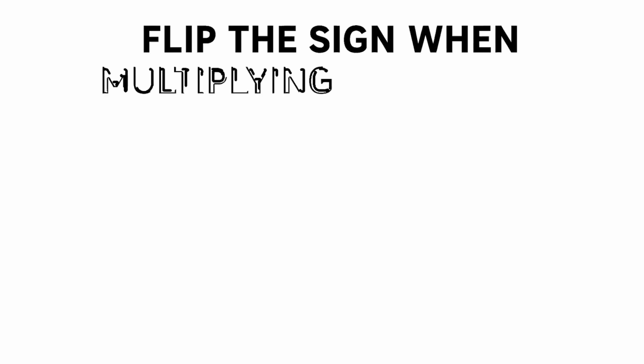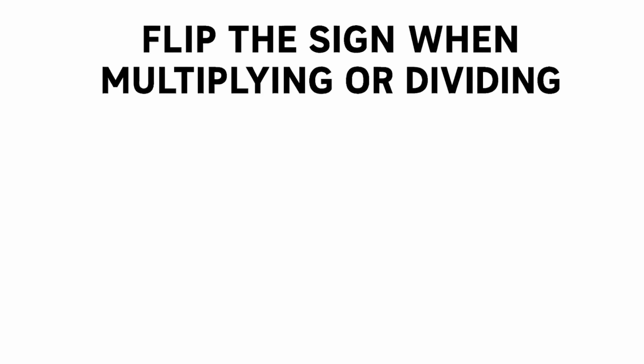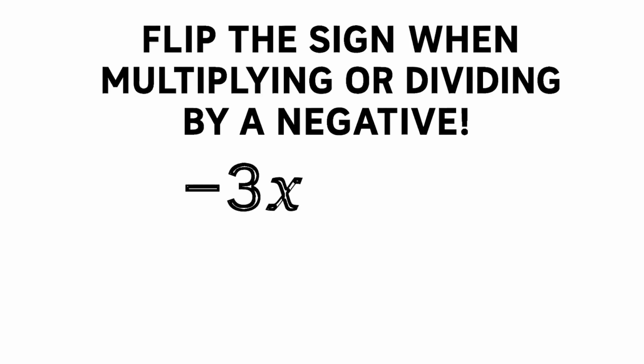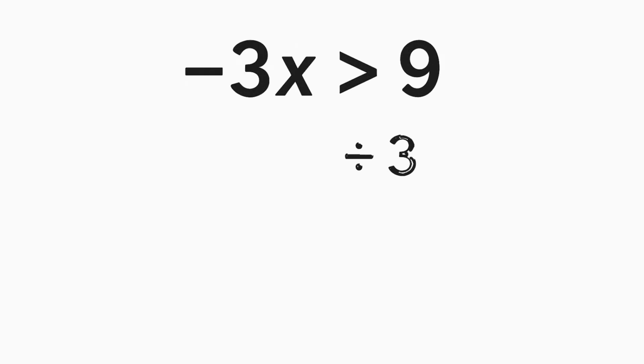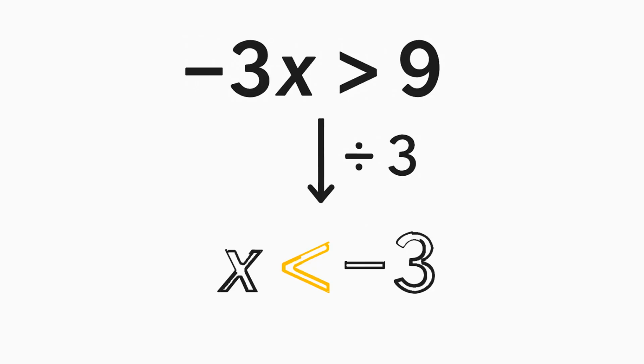Here's a super important rule. If you multiply or divide both sides of an inequality by a negative number, you must flip the inequality sign. For example, if you have negative 3x is greater than 9, divide both sides by negative 3. Now you flip the sign, so you get x is less than negative 3.